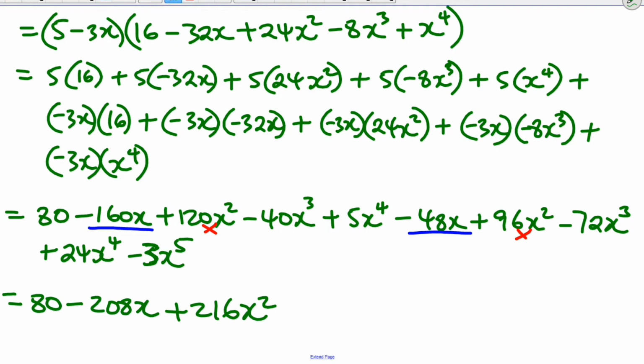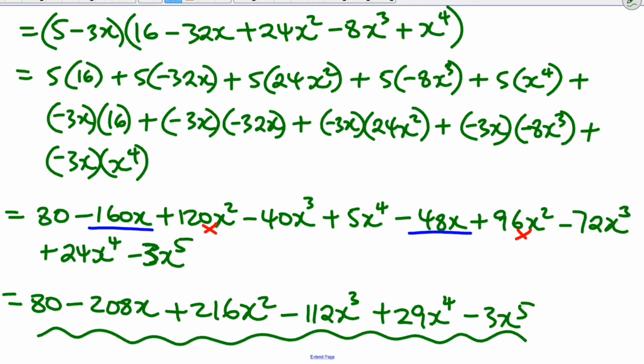And then similar for x cubed, we'll end up with minus 112 x cubed plus 29 x to the power 4 minus 3 x to the power 5. And that will be your final solution.